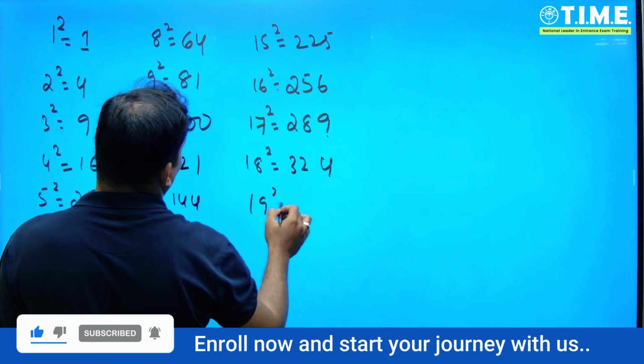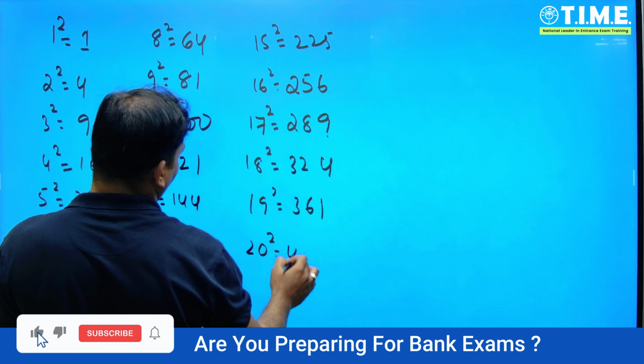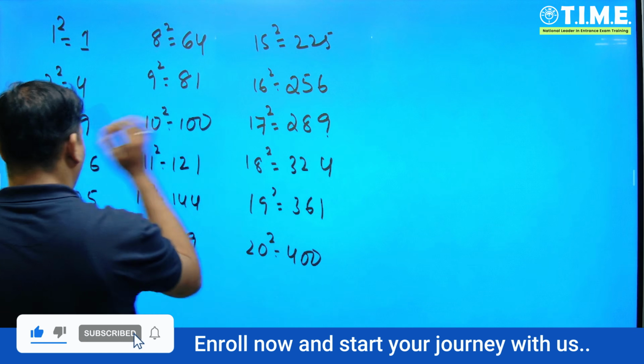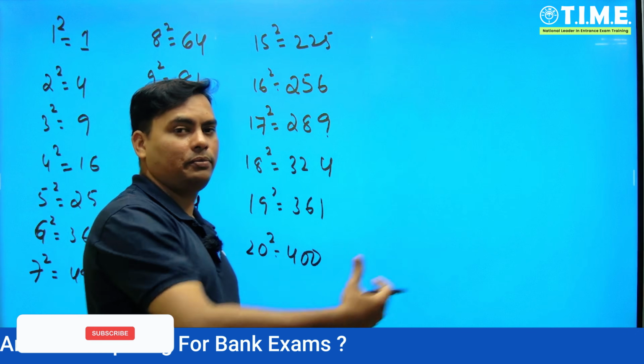19 square is 361 and 20 square is how much here? 400. Okay. Now we'll understand only these concepts. In the next session, we'll be looking at more concepts of these things.